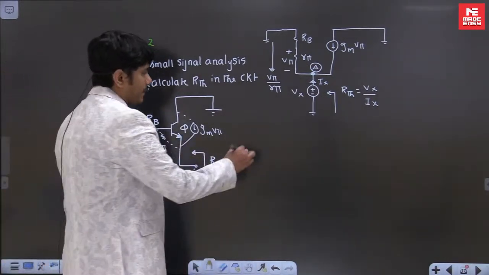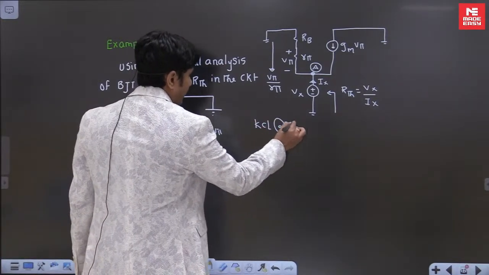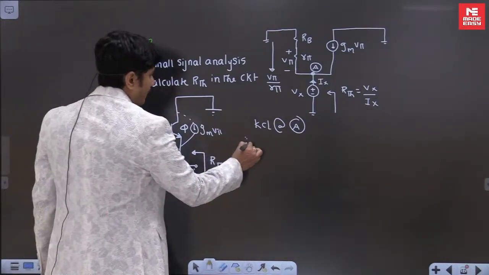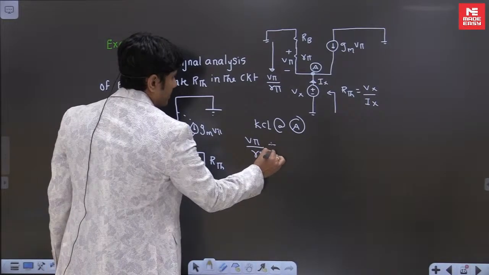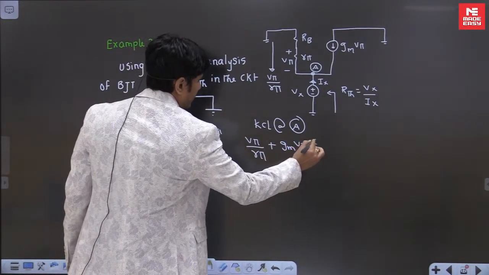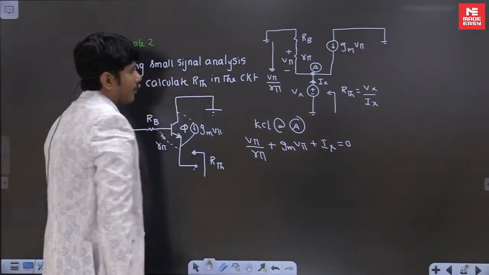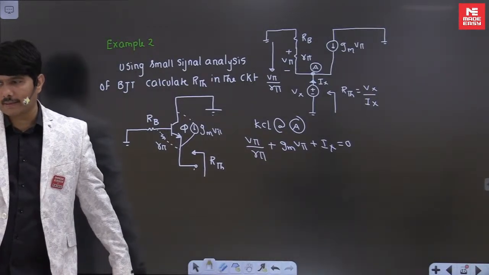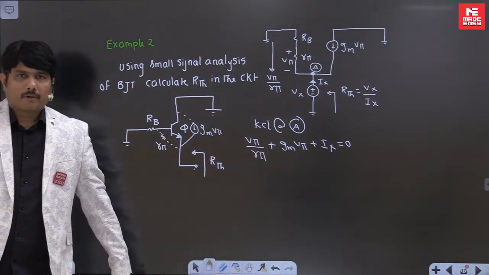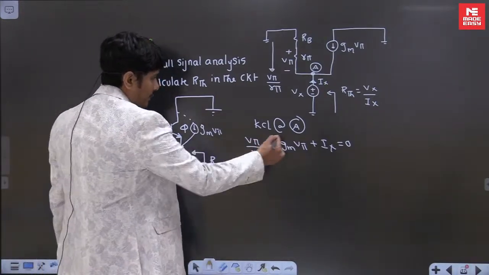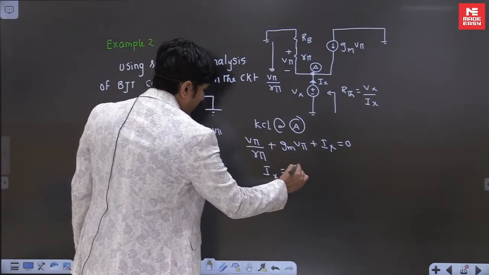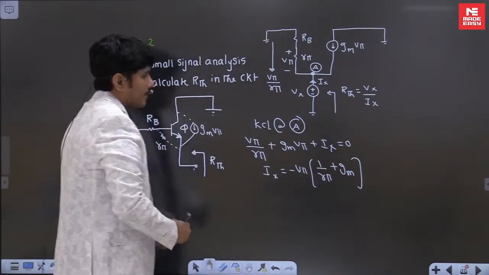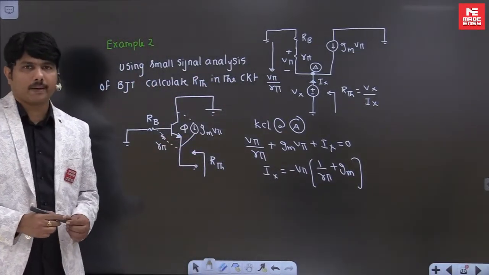We'll apply KCL at point A. Just solve the KCL here: V pi by R pi plus GM into V pi plus Ix will be equal to 0. Here all the currents are entering node A, so the sum is equal to 0 because there is no leaving current. So we can find a relation between these two. Ix is equal to minus V pi into 1 by R pi plus GM.